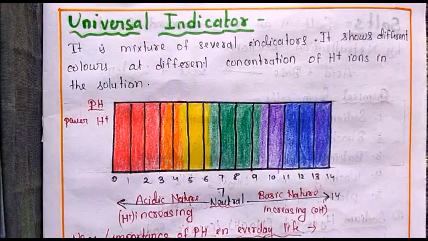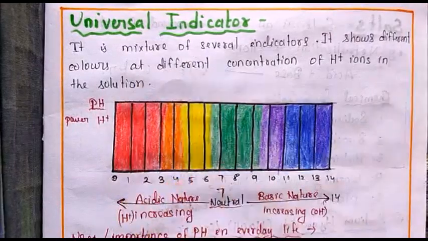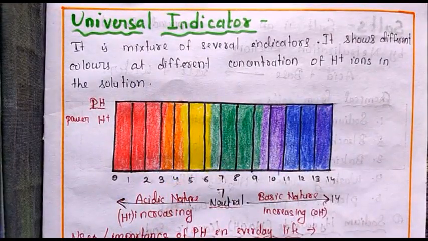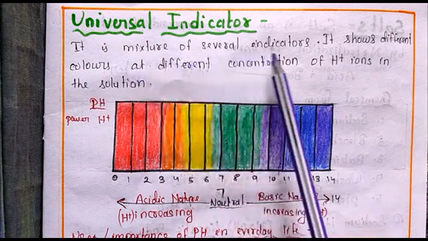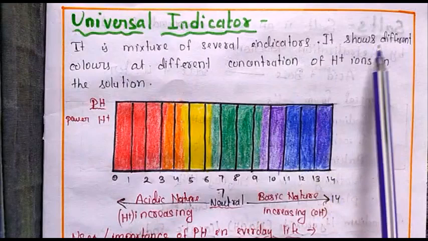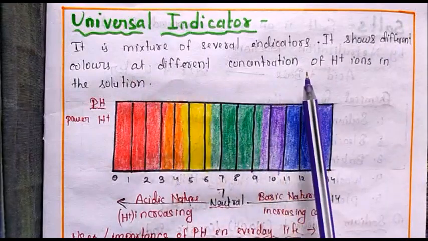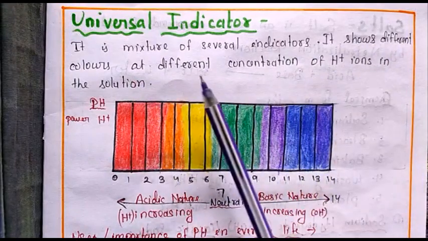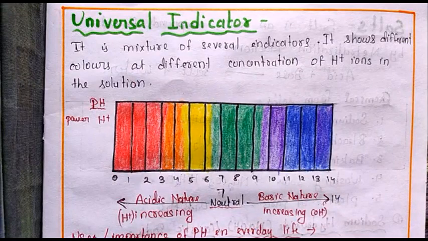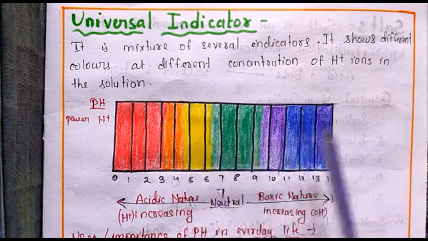The next topic is your universal indicator. What do you mean by universal indicator? It is a mixture of several indicators. It shows different colors at different concentrations of H+ ion in the solution. We know that in acidic medium or in acid, H+ ions are there. We will now test what is the concentration of that H+ ion. That is in your pH scale.